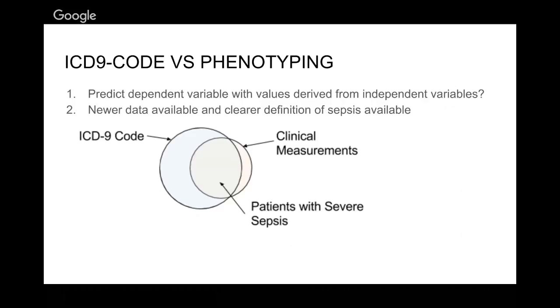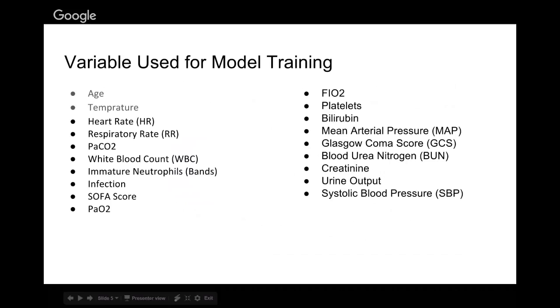The other reason is because with newer data available, we have a more clear definition of sepsis over time. So even though in general in history, ICD-9 code has been criticized to identify too many false positives, because of the clearer definition, I hope this has been remedied over time. The variables I use in my model training are very similar. Basically, everything that we just discussed from the sepsis definition in the literature mostly overlaps with Henry et al.'s study.